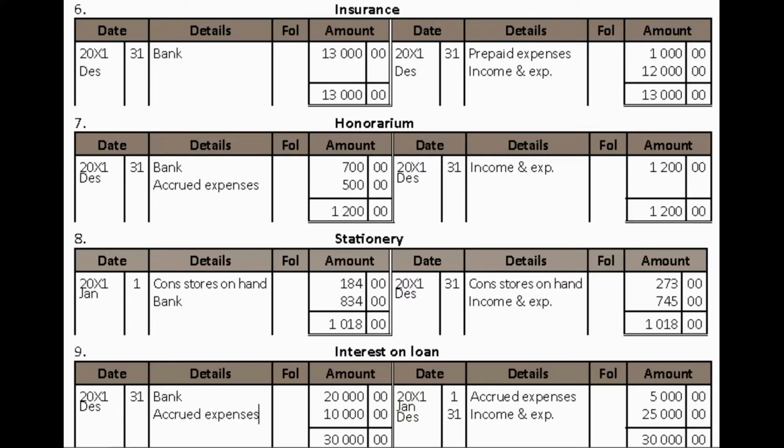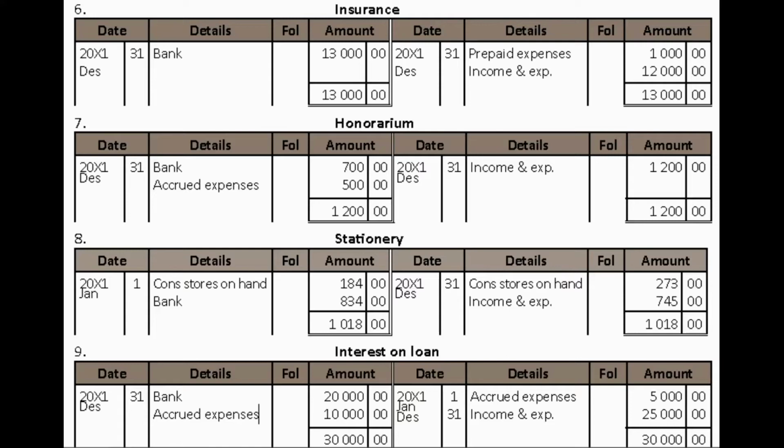Remember about the writing back of the adjustments at the beginning of the year. And that is the reason why you will have on the debit side of the stationery account, consumable stores on hand 184. If you look at the balance sheet and the notes to the balance sheet that they give you, you'll see there was stationery unused at the end of last year. So you made the adjustment: debit consumable stores on hand, credit stationery. That is the entry for the normal adjustment. Okay, the writing back of that, you write that adjustment back. You will do the opposite entry of that.